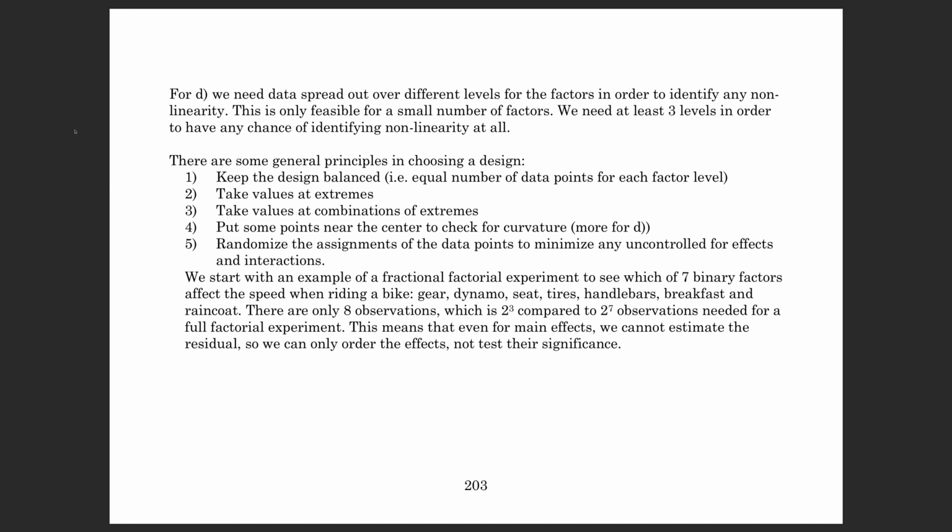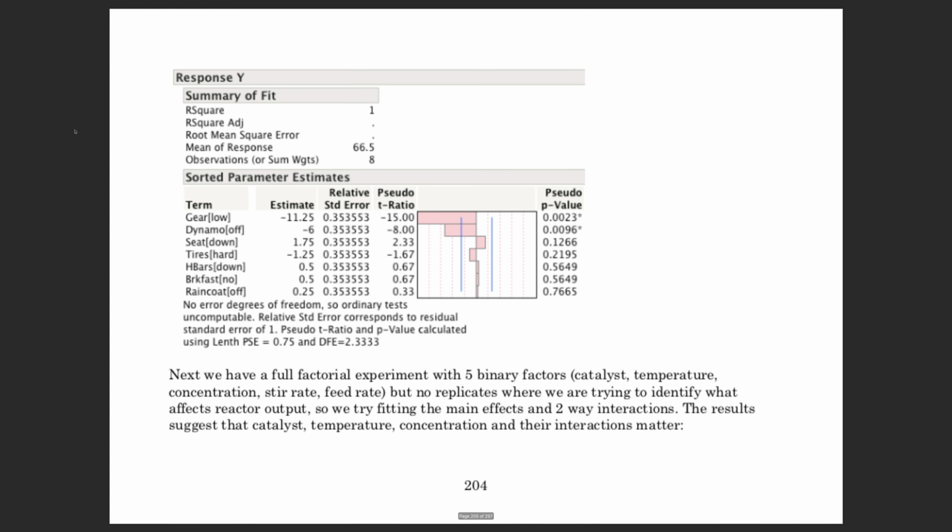Clearly we would need 2 to the power of 7, which is 128 observations for a full factorial experiment. That means that even for main effects, we cannot estimate the residual. We can only order the effects, not test their significance. So we get a result something like this. So we get a perfect fit because we only have just enough data points, but at least we can order this. So the p-values are not to be taken seriously.